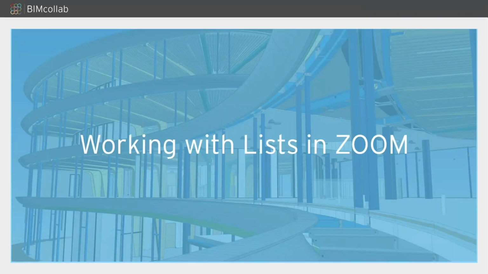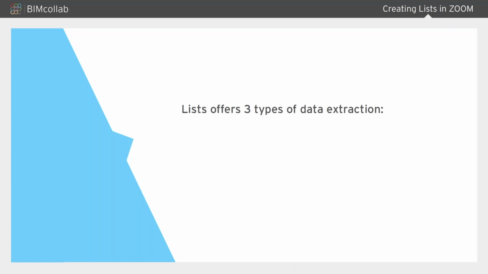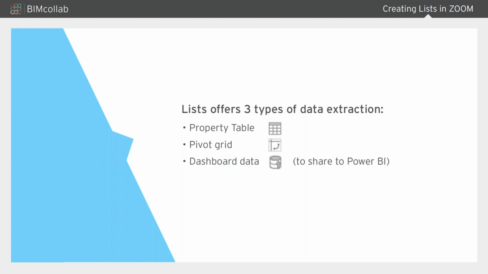So how does that work? I will go through the different types that we offer. Lists offer 3 types of data extraction. The first is the most common, the property table, where you can have overviews of multiple components, the number of components, multiple values. On top of that, we also added a pivot grid that allows you to search and sort your data and structure your data based on columns and rows, which is, in our view, very effective to work with complex information.